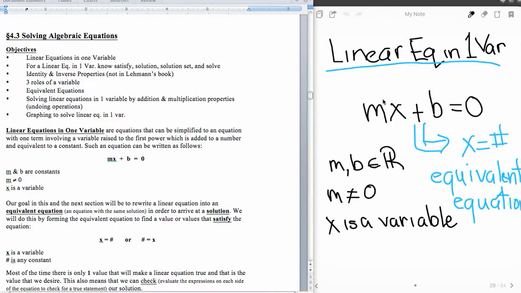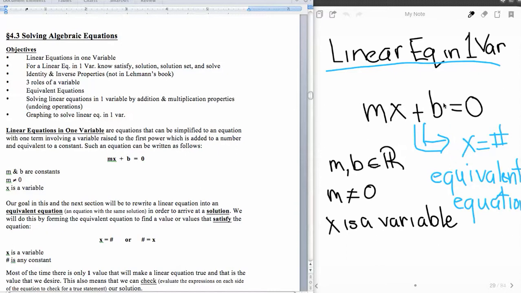Now our job is going to be to solve this linear equation in one variable by getting it to look like x is equal to some number. Now x equals some number will be an equivalent equation to this original mx plus b equals 0 equation. And we're going to make that happen through some of those properties that I was talking about: identity, inverse, and addition property at first, and then identity, inverse, and multiplication property second.